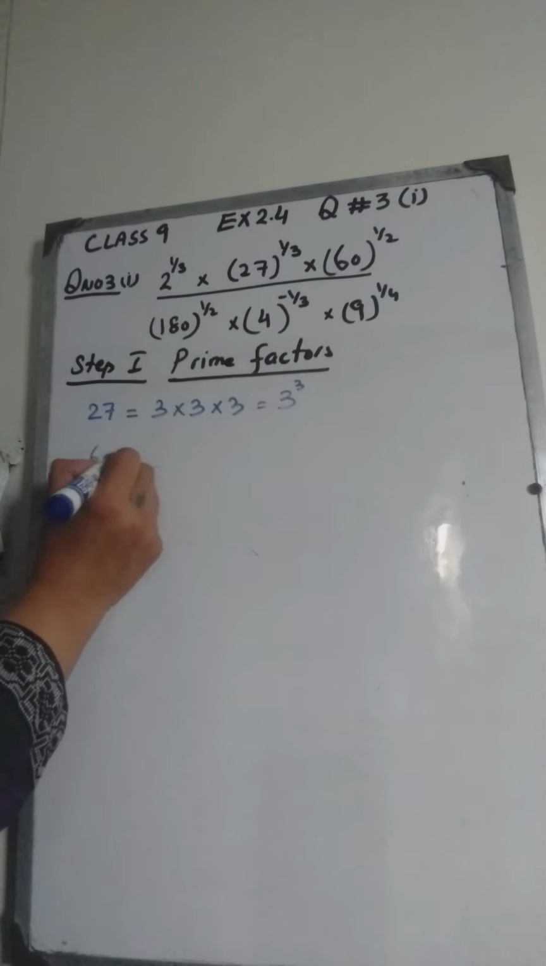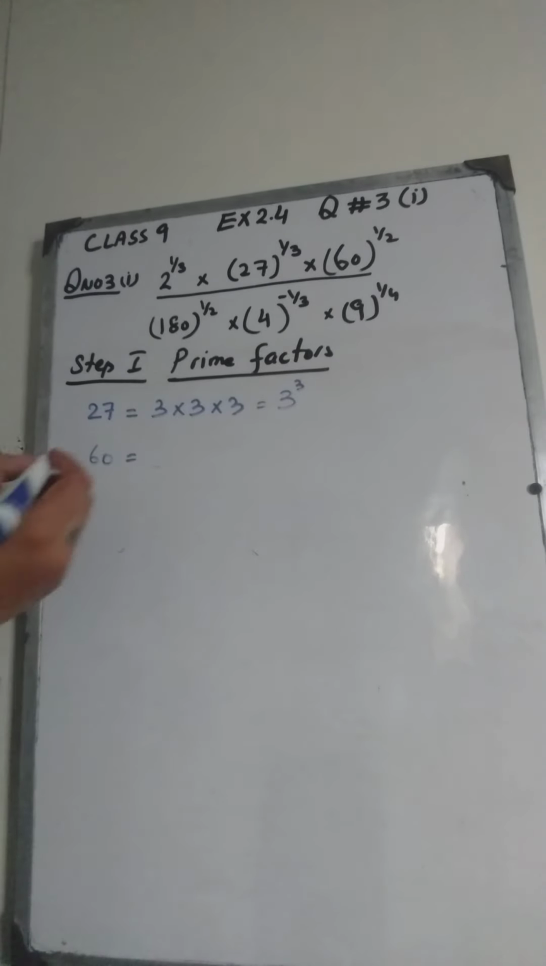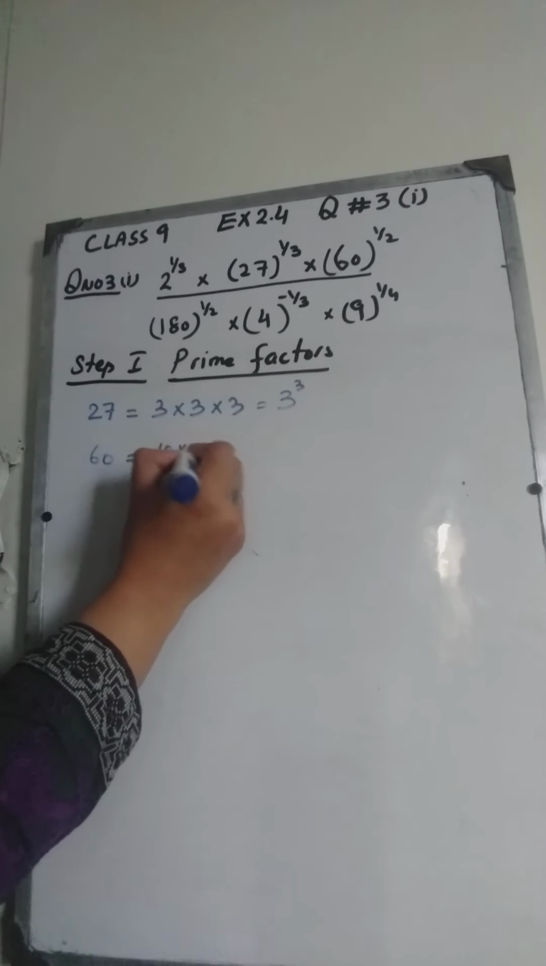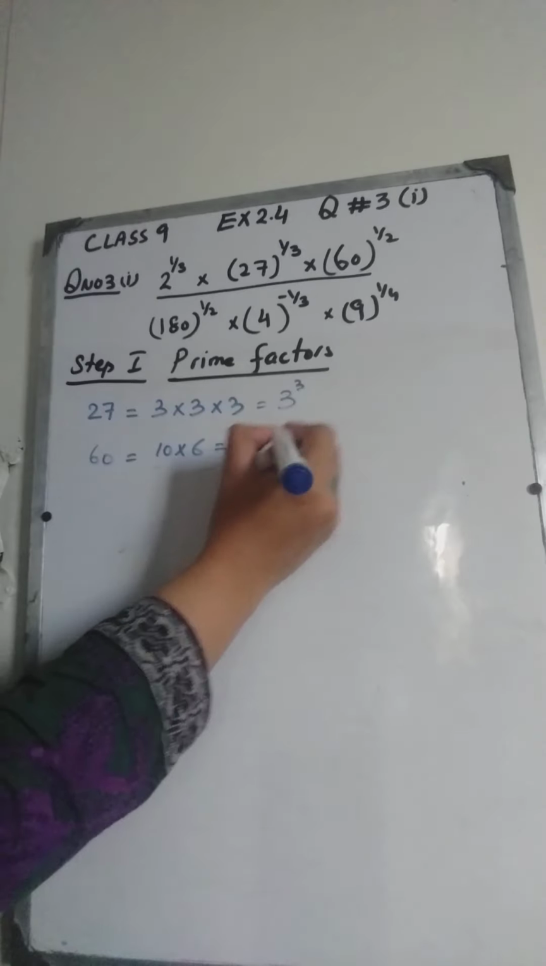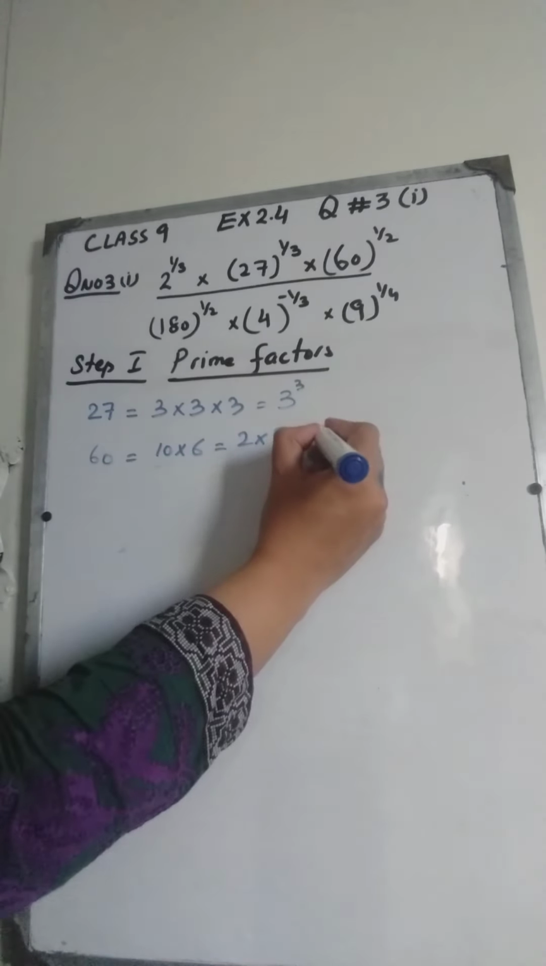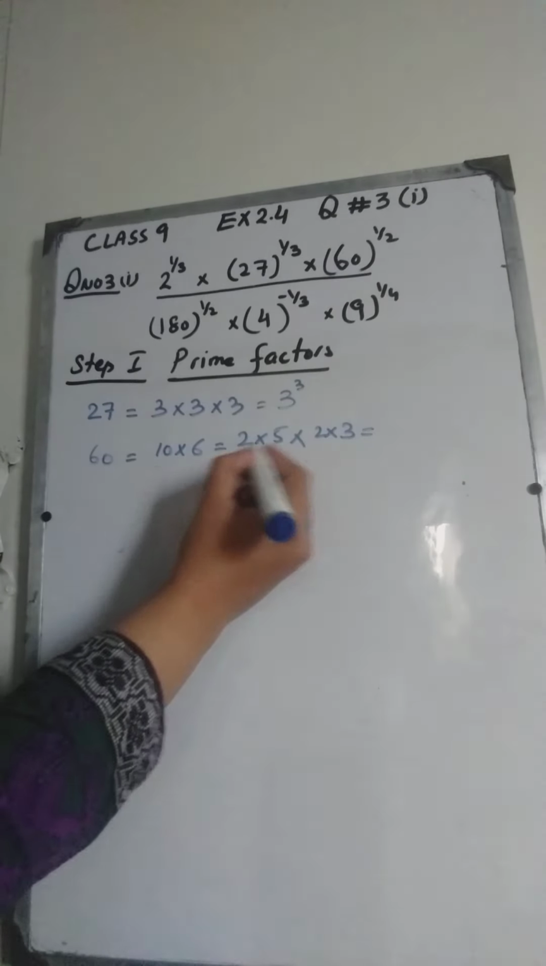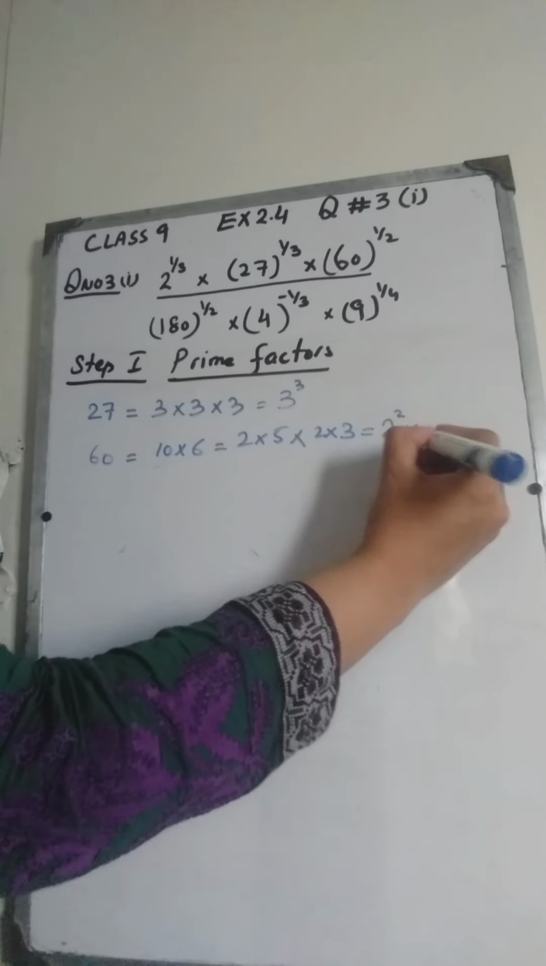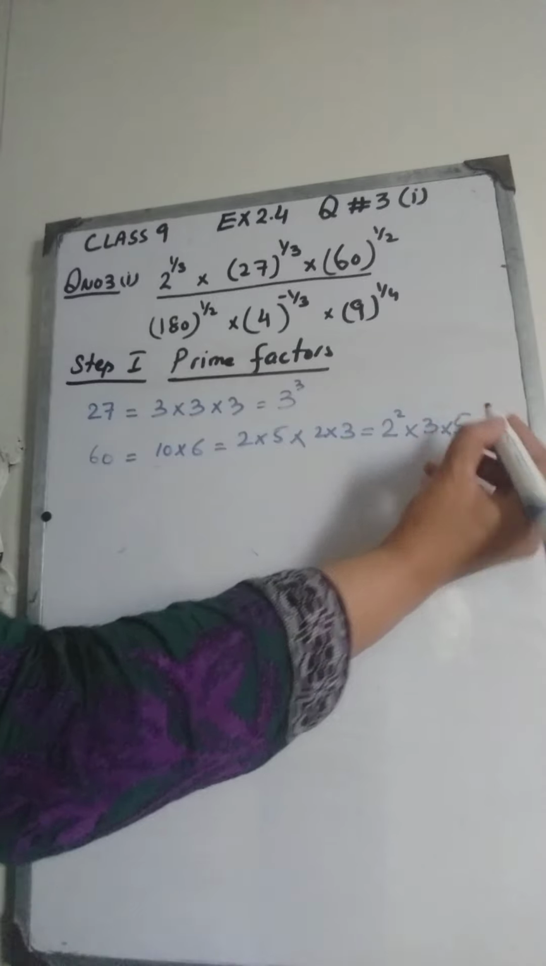Now breaking 60 into its prime factors, here 60 can be written as 10 into 6, and then we can break 10 into 2 into 5 and 6 into 2 into 3. So the prime factors are going to be 2 square into 3 into 5.